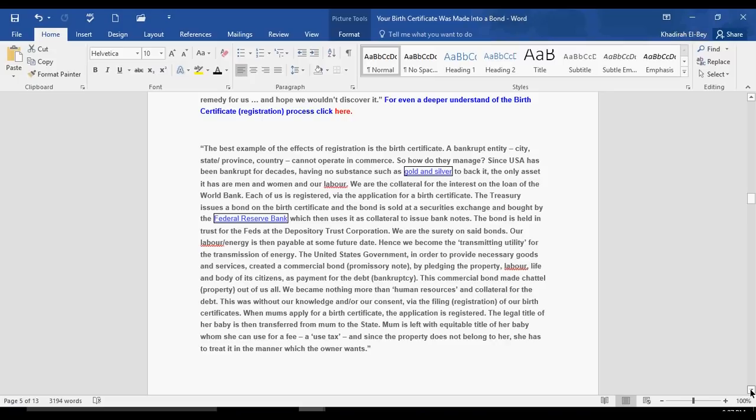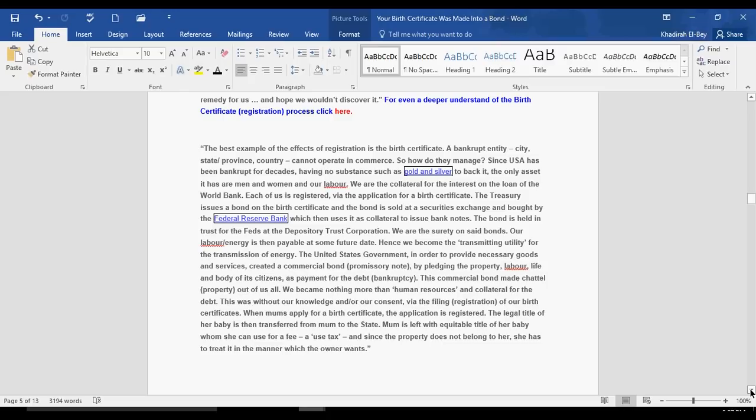Each of us is registered via the application for a birth certificate. The Treasury issues a bond on the birth certificate, and the bond is sold as a security exchange and bought by the Federal Reserve Bank, which then uses it as collateral to issue the bank notes. This is why we showed you that you have A, B, C, D, E, F, G, H on the money. Same thing on the back of the Social Security card with the alphanumeric number. Right? Both of them show that they're coming from the same banking system or Federal Reserve Bank.